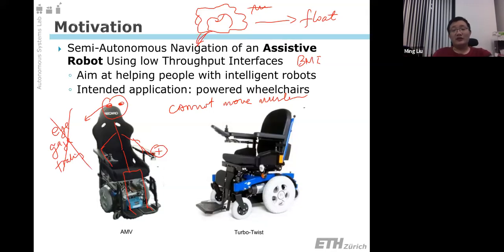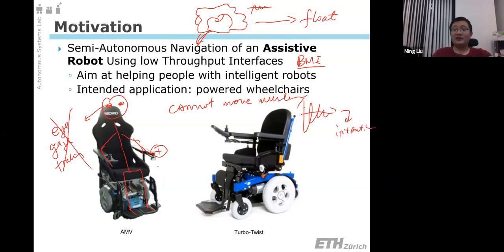Then what can we do, right? The only option we have is to translate the BMI signal. Especially, we want to convert the BMI raw signal to something like intention. You know, this is a quite challenging problem, right? Quite a challenging problem.